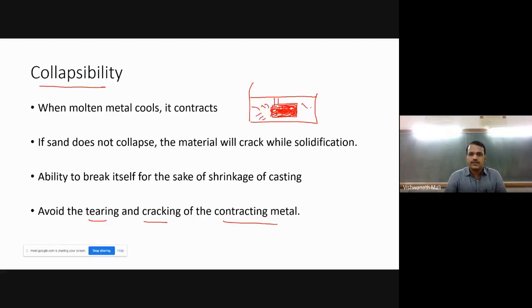Generally, what happens when it starts to contract due to the heat? Whatever sand we have used will start to crack, and that will allow the molten metal to solidify easily without cracking and tearing. So that is the collapsibility of molding sand. Once you have poured the molten metal, it will start to solidify. So what is collapsibility? The sand will automatically collapse, and it will allow your part to solidify without cracking and tearing. That is the collapsibility property.